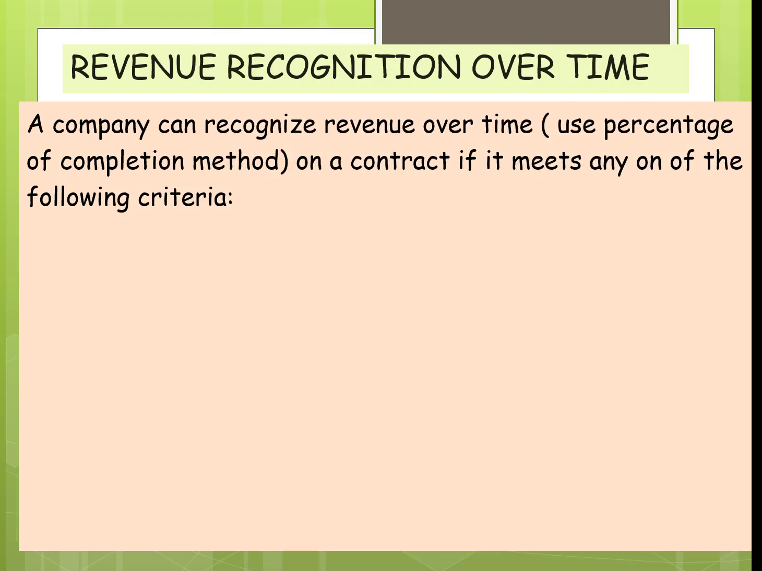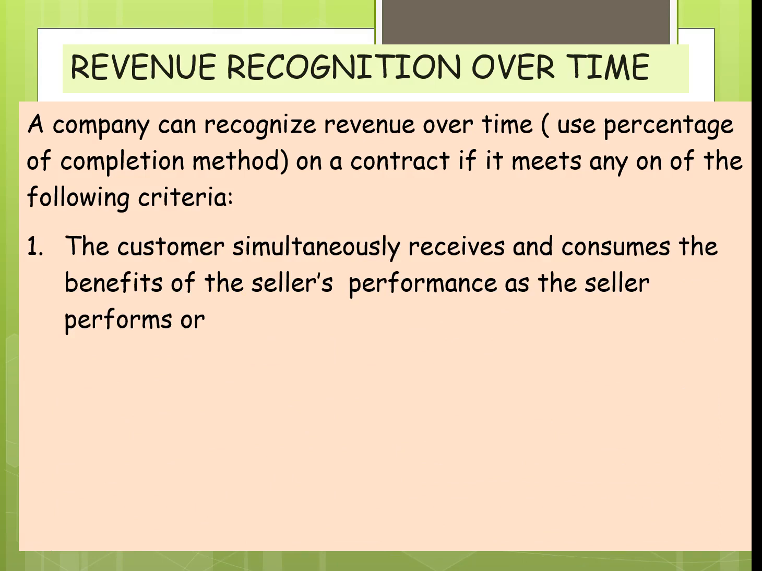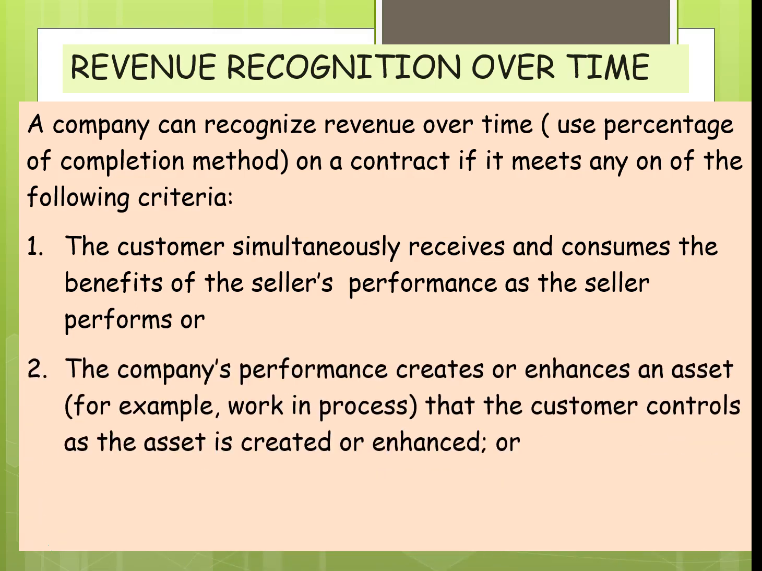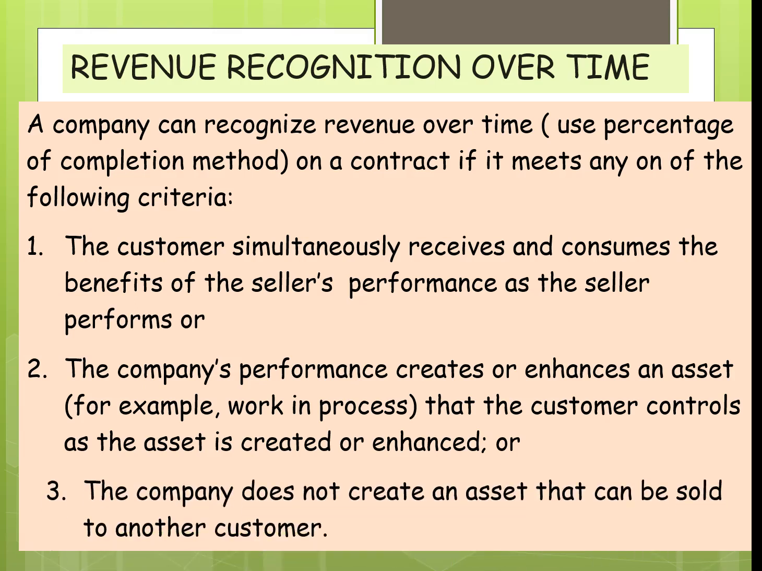Now, here are the ground rules. The customer simultaneously receives and consumes the benefits of the seller's performance as the seller performs, or the company's performance creates or enhances an asset, for example, work in process, that the customer controls as the asset is created or enhanced. Or the company does not create an asset that can be sold to another customer.